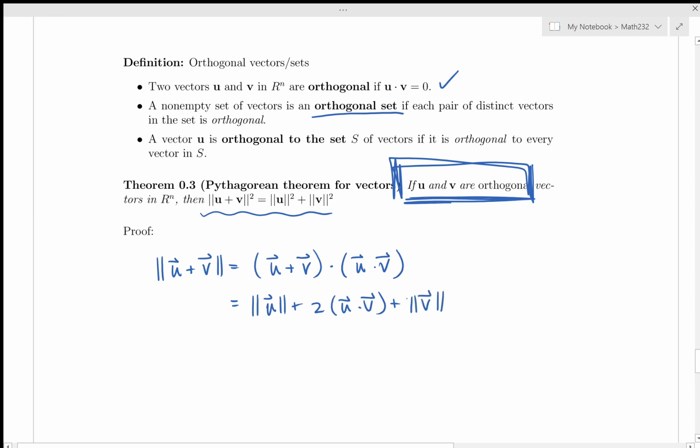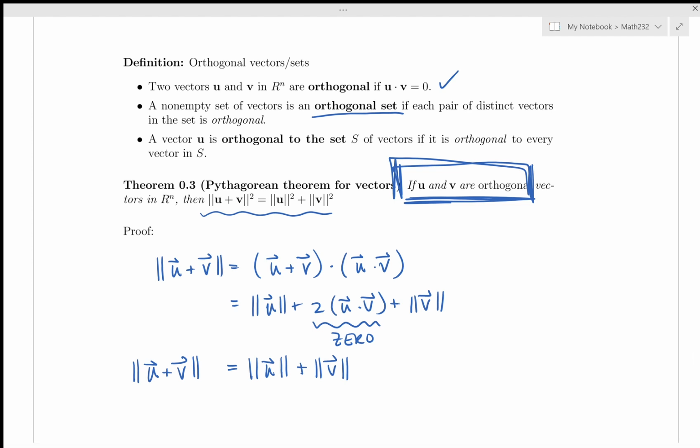And this thing right here is 0 because the vectors are perpendicular, that dot product is 0, so that term disappears, and we get this, that the norm of u plus v is equal to the norm of u plus the norm of v. That is when the dot product is 0. Okay.